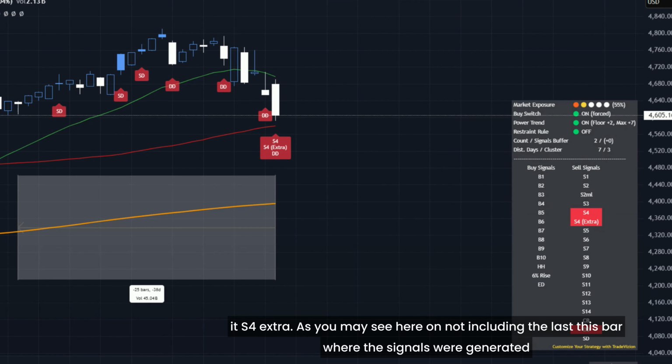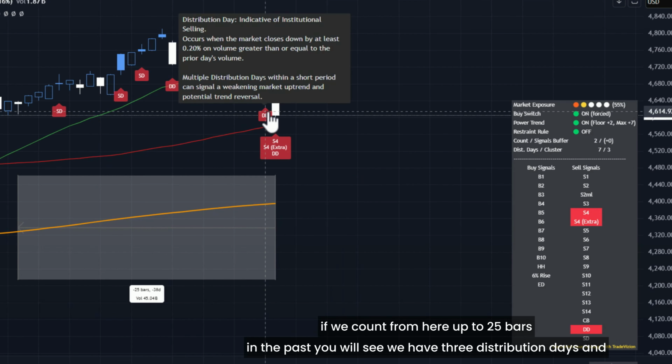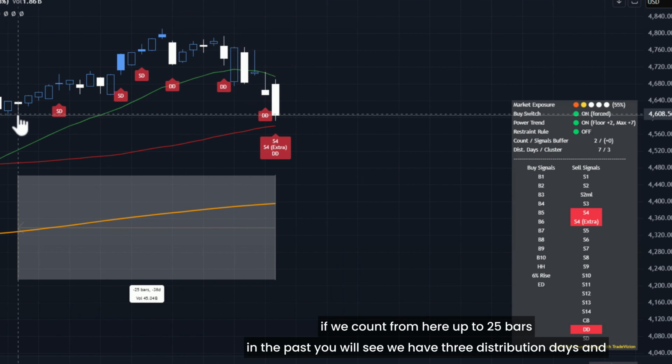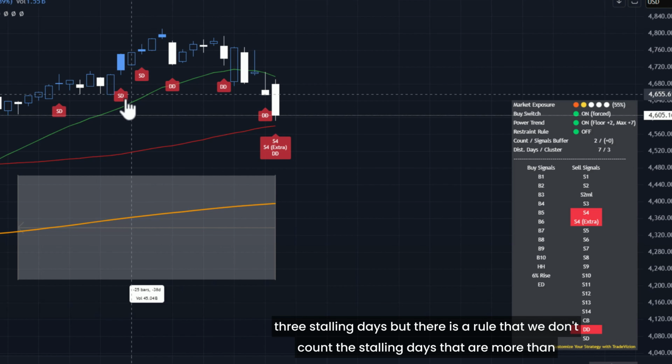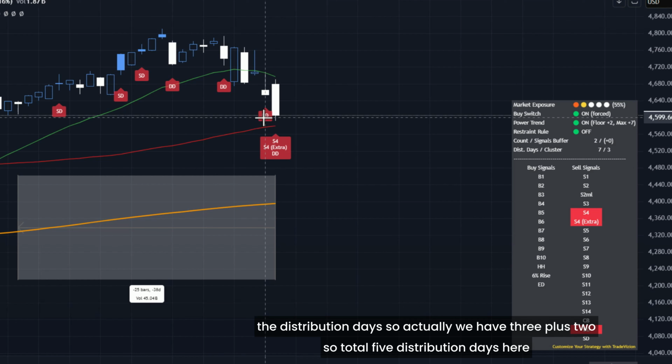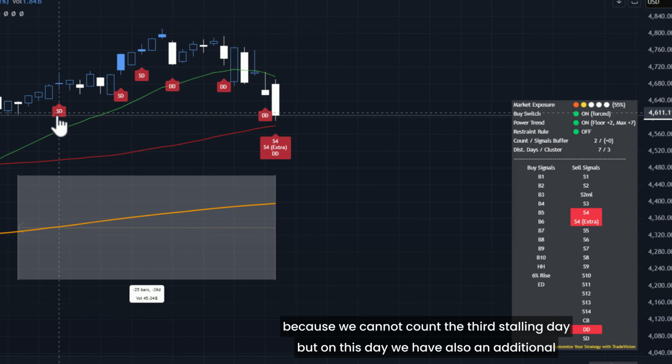As you may see here, not including the last bar where the signals were generated, if we count from here up to 25 bars in the past, you will see we have 3 distribution days and 3 stalling days. But there is a rule that we don't count the stalling days that are more than the distribution days. So actually we have 3 plus 2, so a total of 5 distribution days here, because we cannot count the third stalling day.